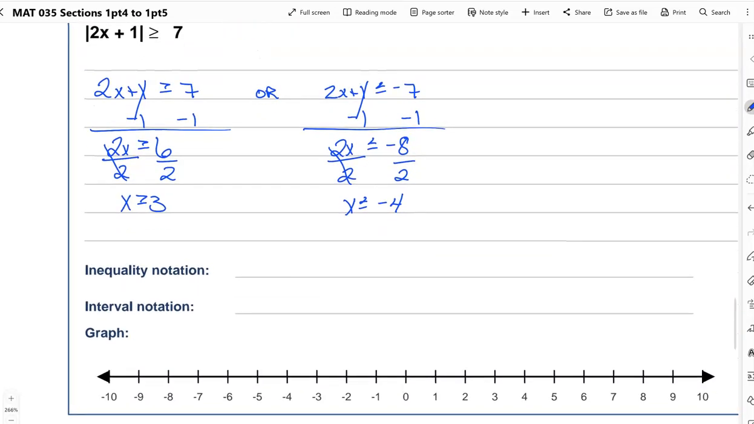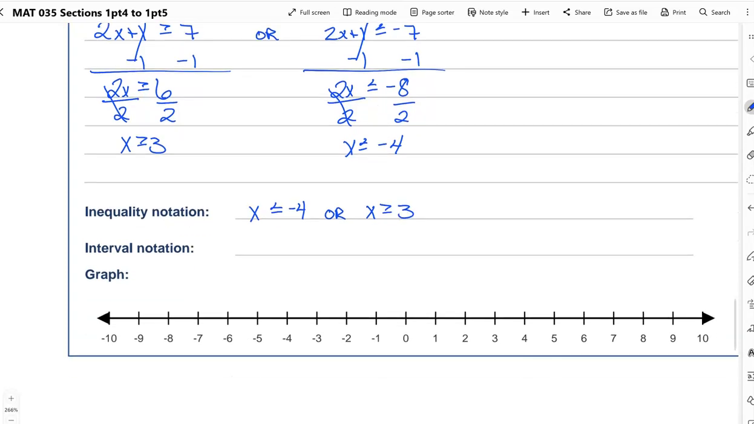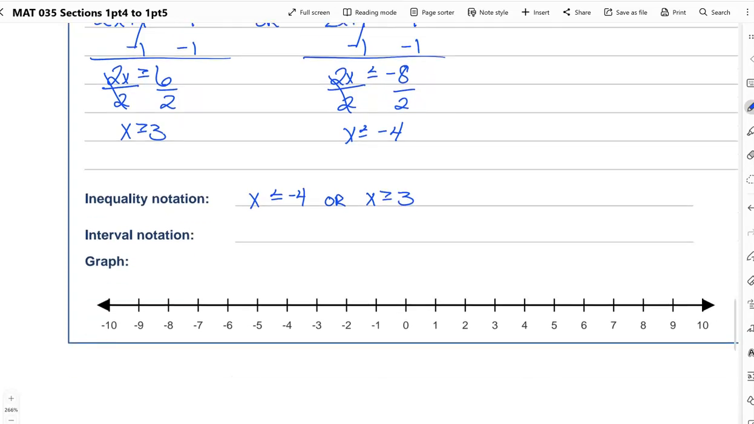So inequality notation is going to include both of those. I'm going to say x is less than or equal to negative 4, or x is greater than or equal to 3. So either of those will satisfy the original inequality. Negative 4 is going to have a solid dot shaded to the left, because we're looking at less than or equal to. And then we're going to have a solid dot on 3 shaded to the right, because that says x is greater than or equal to.